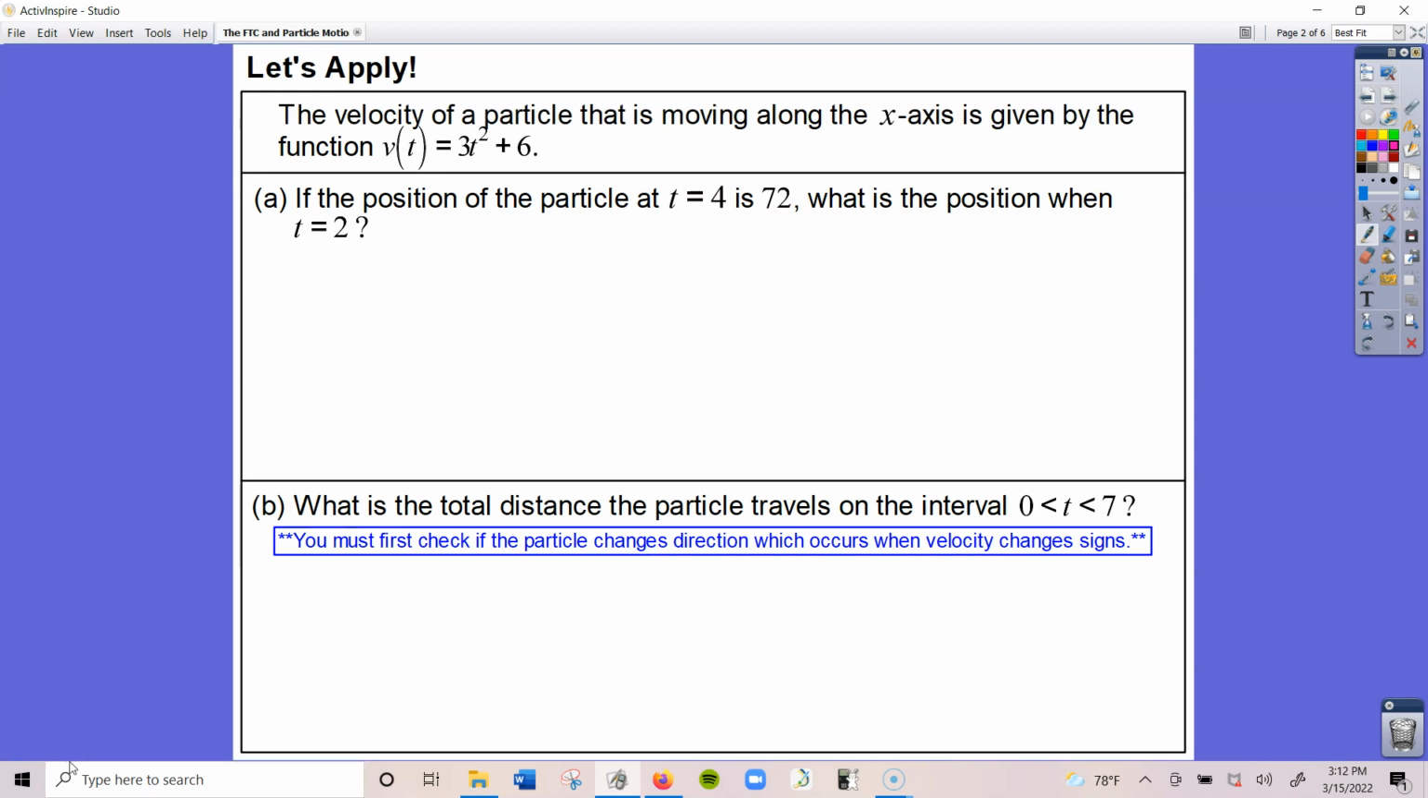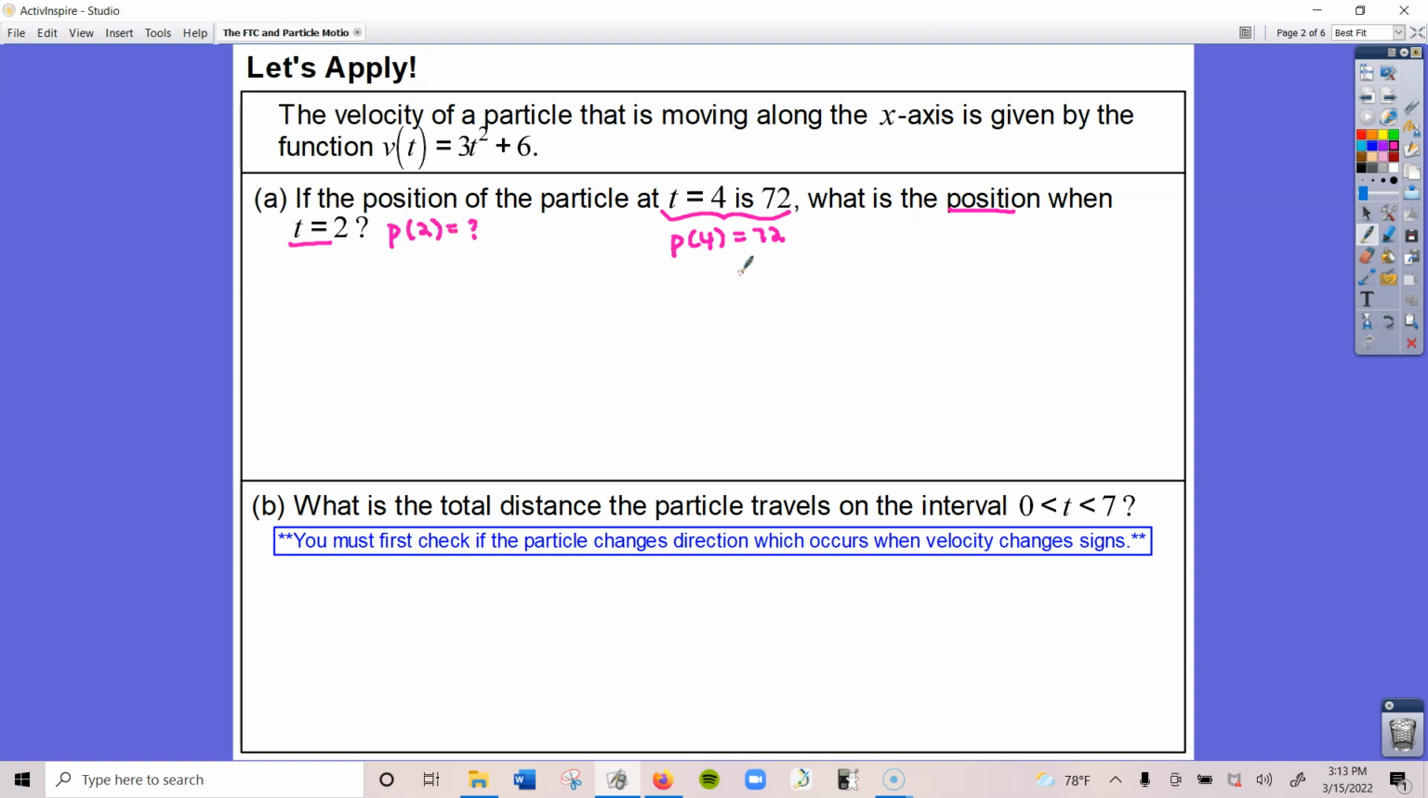Let's look at another sample question. The velocity of a particle that is moving along the x-axis is given by the function v of t equals 3t squared plus 6. If the position of the particle at t equals 4 is 72, what is the position when t is equal to 2? So what this is telling me is that p of 4 is equal to 72. And what I'm trying to find here is the position when t is equal to 2, so I'm looking for p of 2.